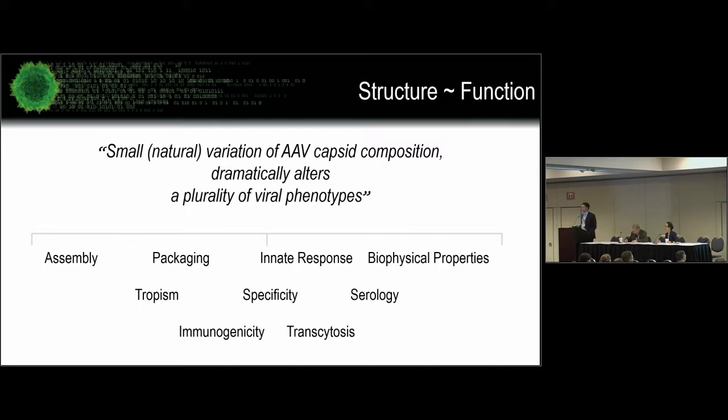But very briefly, we've learned over the years that small natural variation, as well as engineered variation, by the way, of AAV capsid composition can dramatically alter a plurality of viral phenotypes. And these viral phenotypes are often directly relevant to gene therapy translation. Some of these are listed here. They speak to crossing the blood-brain barrier in the VEX's application, for example, for SMA. They speak to manufacturing, assembly, and packaging. They speak to immunogenicities.